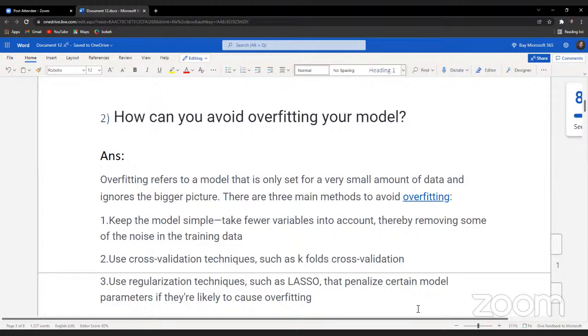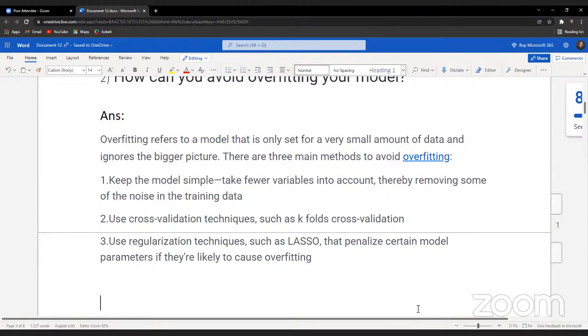So, coming to the next step, use cross validation techniques such as k-fold cross validation. So we have to use this kind of technique. Use regularization techniques such as lasso, which penalize certain model parameters if they are likely to cause overfitting. These are the steps to be followed to avoid an overfitting model, which only takes into consideration very small data sets and ignores the big picture. These are the three steps to be followed.